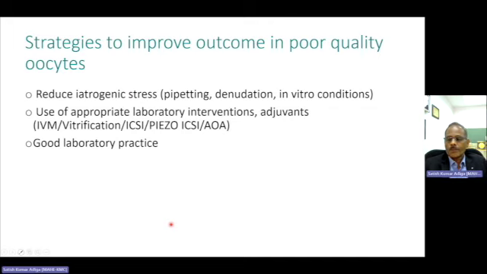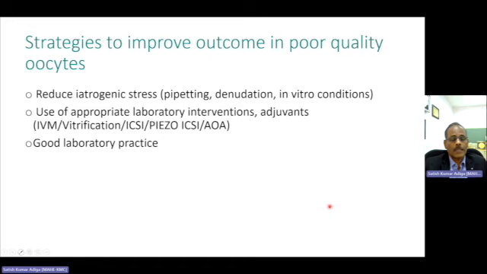Now the question is, when you have poor quality oocytes, can we improve the outcome? What are the strategies? It has been suggested that poor quality oocytes are more vulnerable to stress, especially iatrogenic stress, the stress they experience in the lab. Maybe during pipetting, denudation, or our in vitro conditions may do more harm to poor quality oocytes. So we have to be extremely careful to avoid stress to the oocyte during laboratory intervention, and appropriate adjuvants can be used.